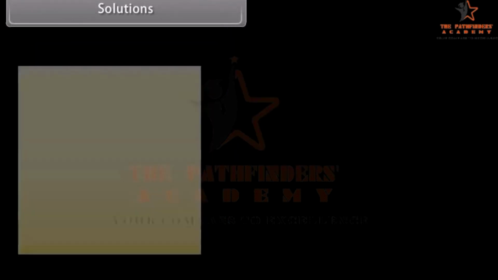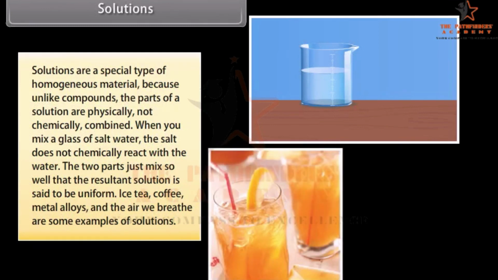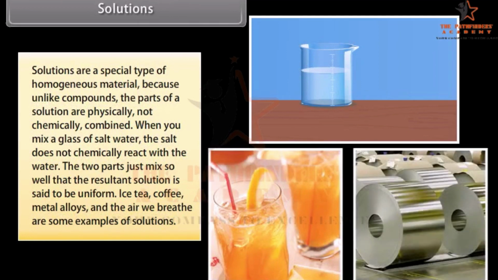Solutions. Solutions are a special type of homogeneous material because unlike compounds, the parts of a solution are physically, not chemically combined. When you mix a glass of salt water, the salt does not chemically react with the water. The two parts just mix so well that the resultant solution is said to be uniform. Iced tea, coffee, metal alloys, and the air we breathe are some examples of solutions.